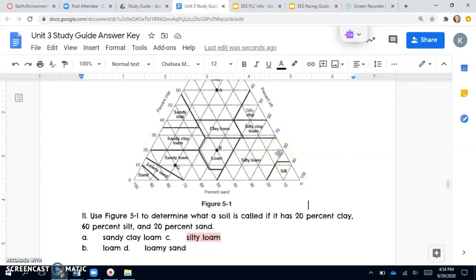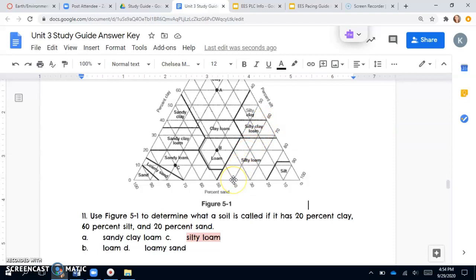And you guys still have your soil texture triangle assignment in Google Slides. You could always pull that up and use that if you needed to. And then we are 60% silt, so we're going to come to our percentage silt over here. We're going to find 60%. We're going to put our cursor there, and we're going to follow our cursor down.